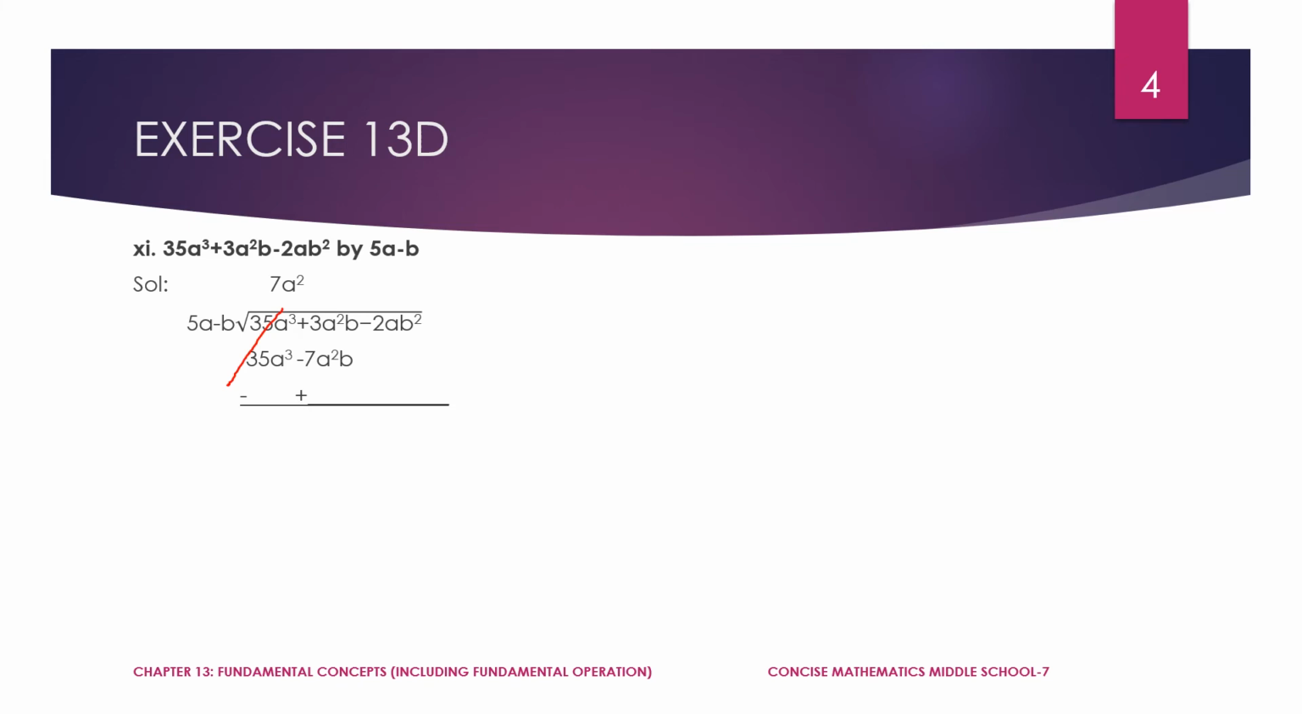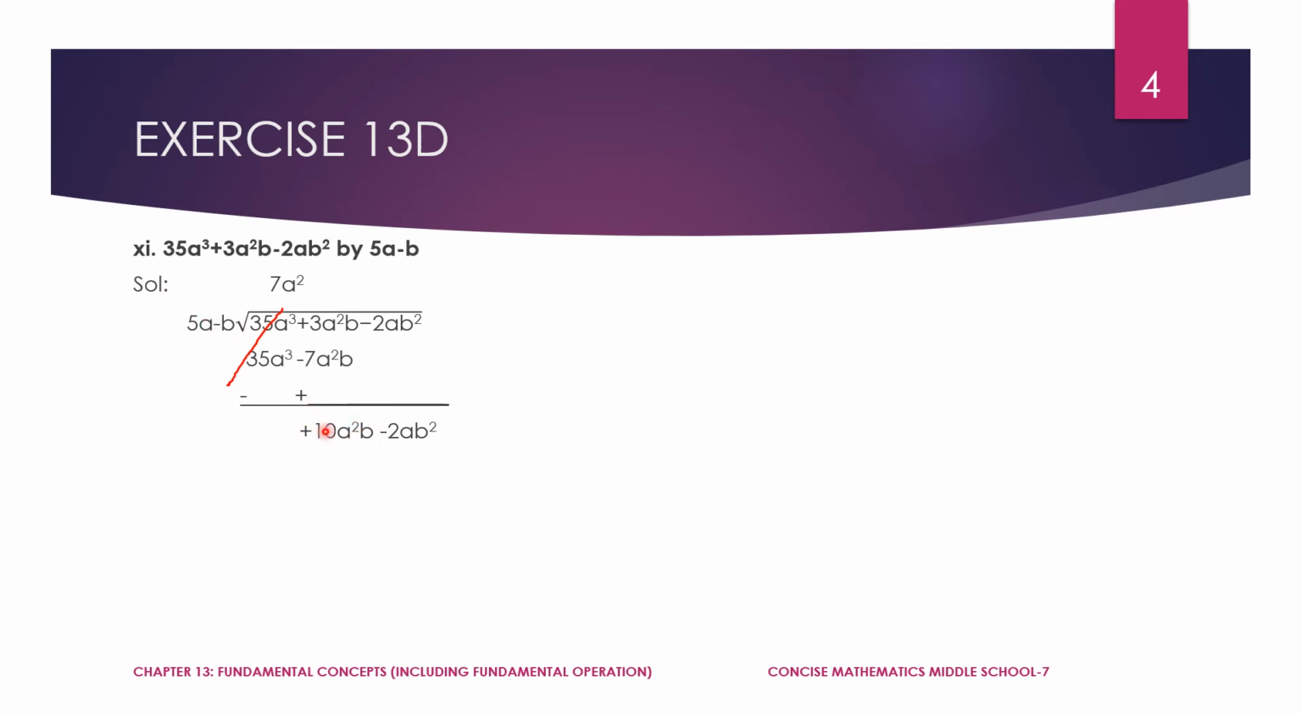One is having plus, both are having plus sign. Just put plus sign and add it. It becomes 10a square b. Get this minus 2ab down, and now just test how to make this 5a into 10a square b.